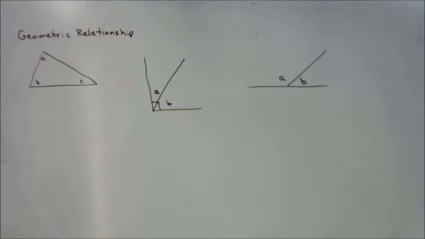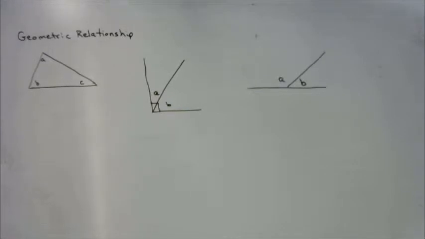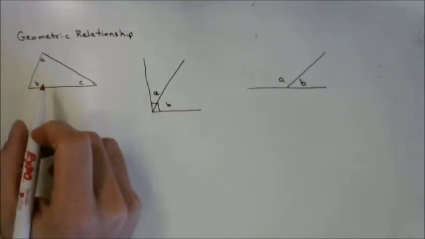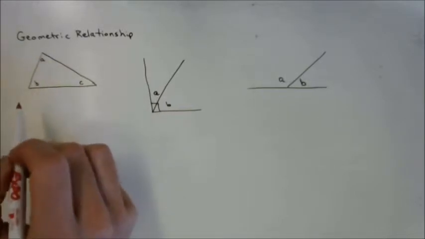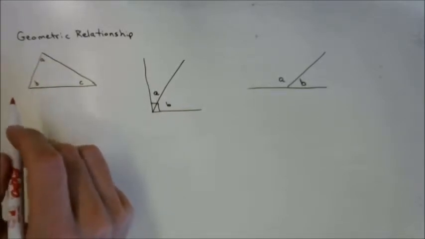Okay, the next thing in 4.0 getting ready that we need to be familiar with is geometric relationships. We've talked about each one of these before, and they're pretty straightforward. What do you think this first picture is showing us? A triangle. A triangle that has three angles, and what's true about those three angles?